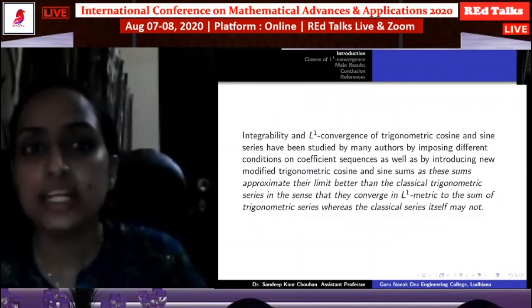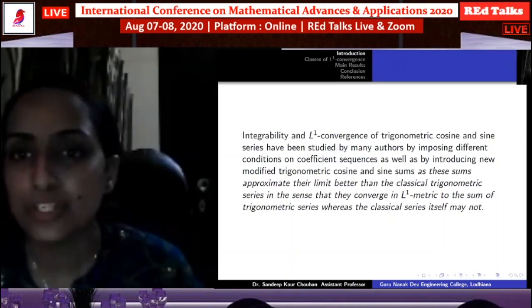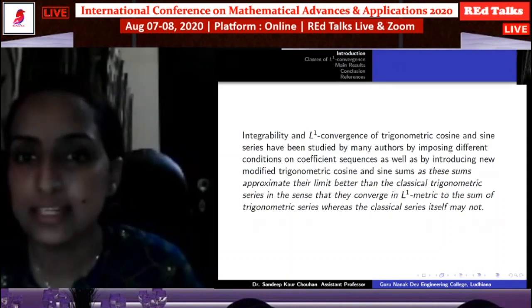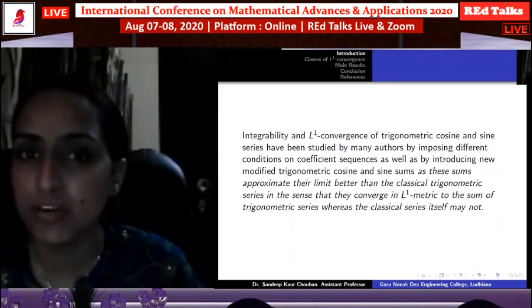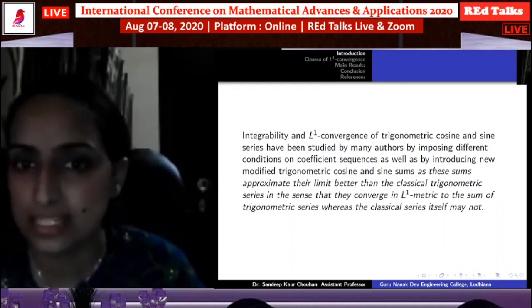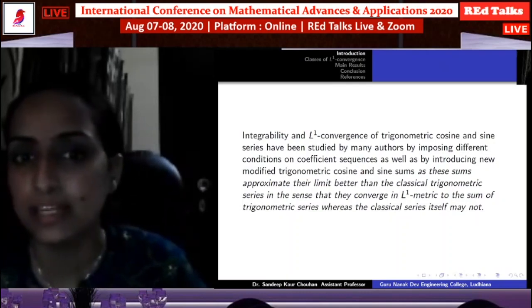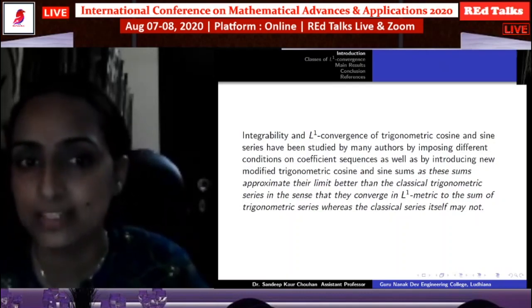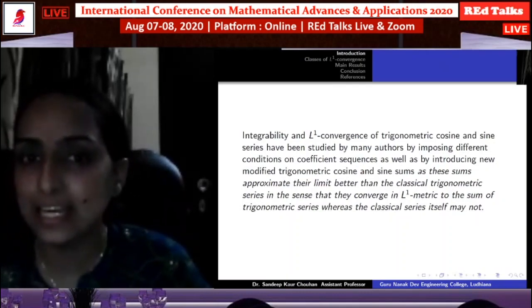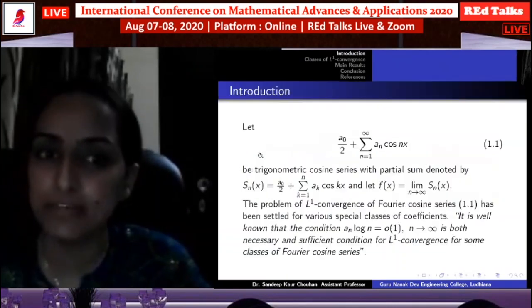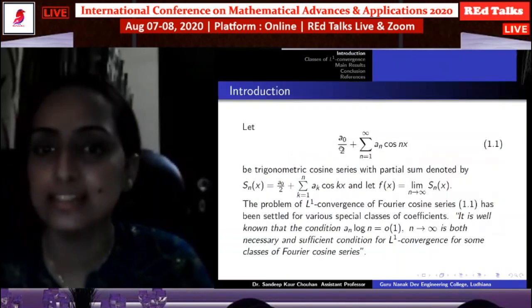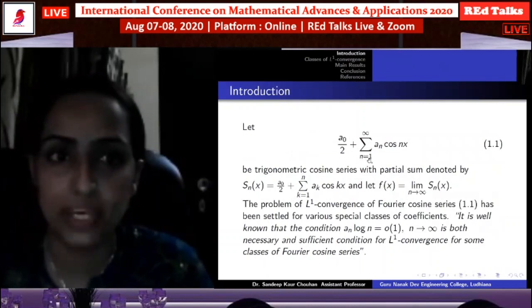Many authors have studied the integrability and L1 convergence of trigonometric cosine and sine series by imposing different conditions on the coefficient sequence, as well as by introducing new modified trigonometric cosine and sine sums, as the sums approximate their limit better than the classical trigonometric series in the sense that they converge in L1 metric to the sum of the trigonometric series, whereas the classical series itself may not.